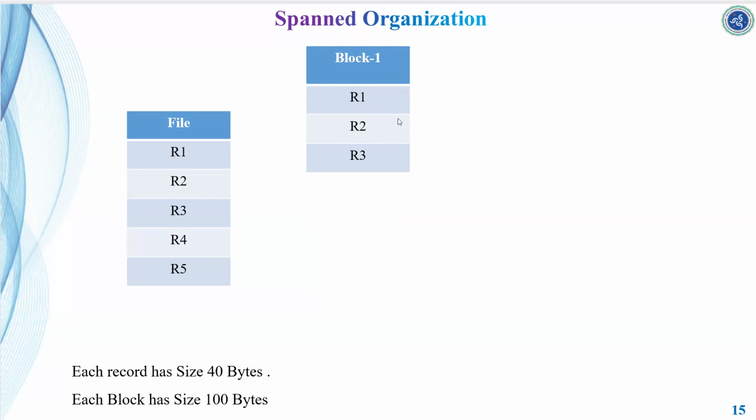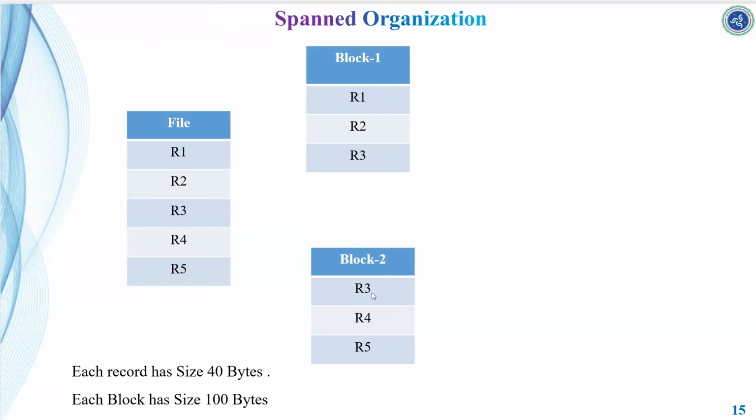This is 40, this is 40, so 80 bytes. Okay, and what about R3? R3 also has a total size of 40 bytes. So the 20 bytes of R3 can be stored in this block, and for the rest 20 bytes, we can place R3 in the second block, block 2.